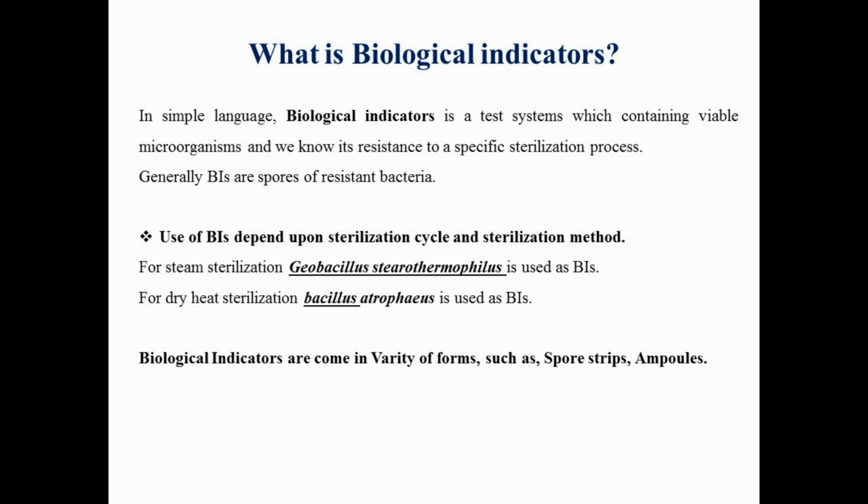Use of biological indicators depends upon the sterilization cycle and sterilization method. For steam sterilization, Geobacillus stearothermophilus is used as biological indicator. For dry heat sterilization, Bacillus atrophaeus is used as biological indicator. Biological indicators come in a variety of forms, such as spore strips and ampoules. Each one has its own working principle.